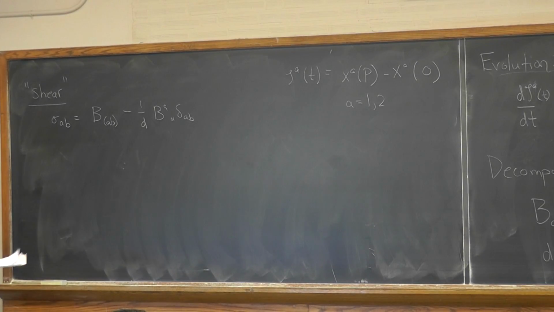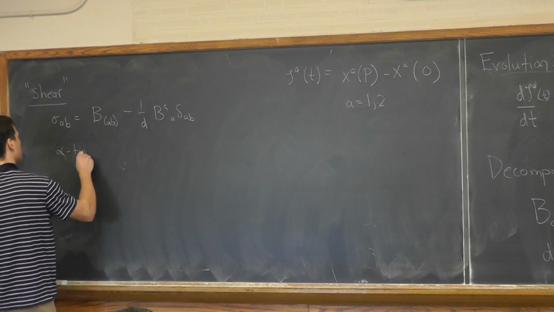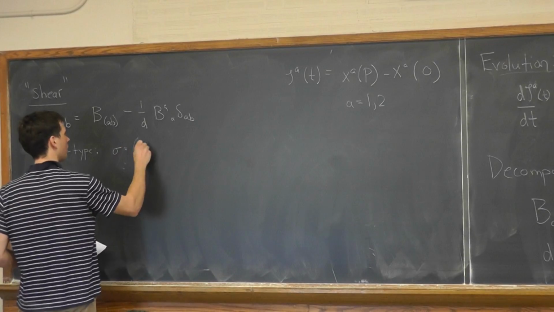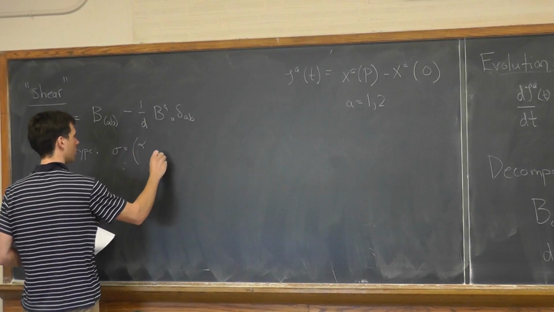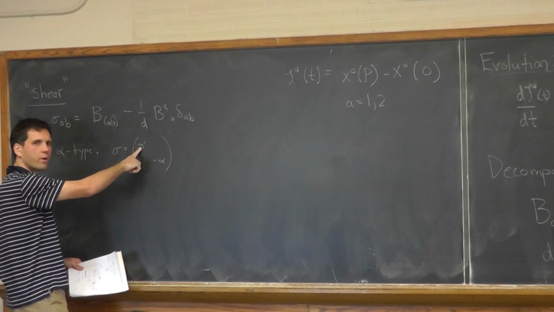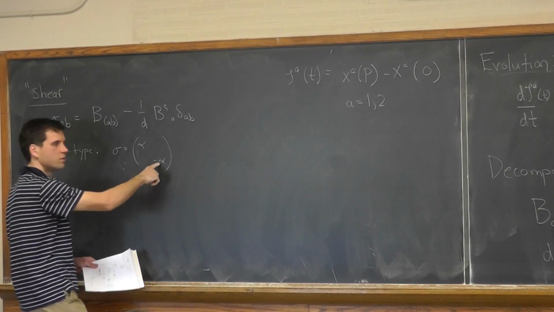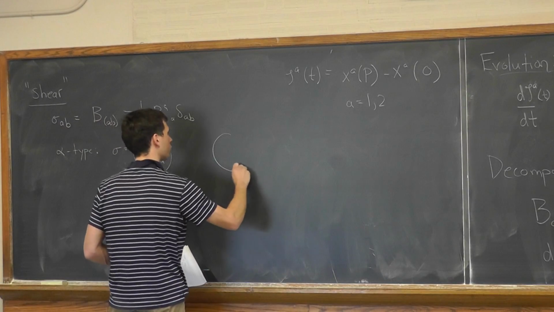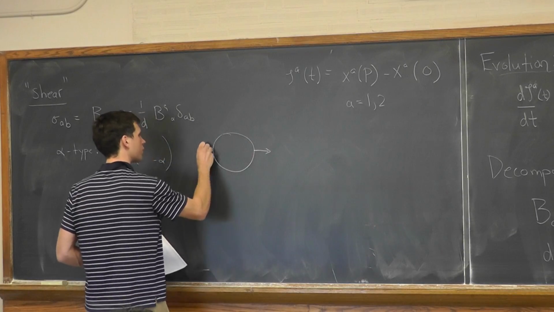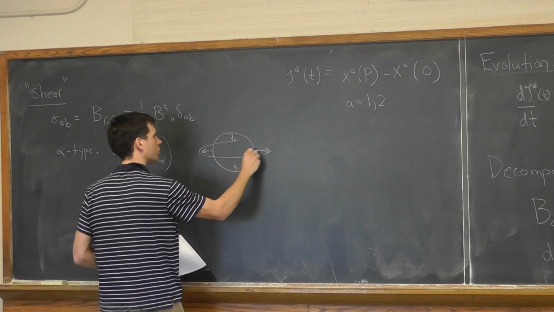There are two types of shear. There's the alpha type, which is sigma equals alpha, minus alpha. This just stretches the x component and squashes the y component. So our circle gets stretched in the x direction and squashed in the y direction and turns into an oval.